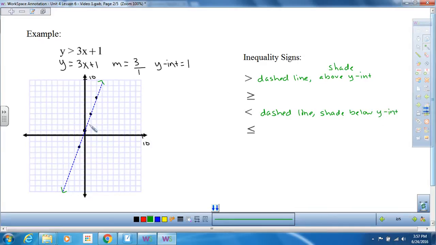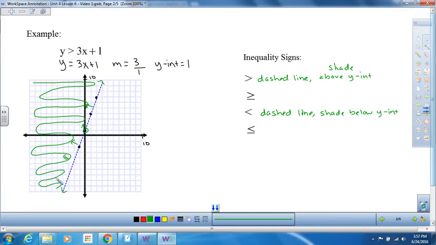This one's greater than, so I find my y-intercept and the side of the line that's above. So if I go above, that's this way. So I'm shading on this side. So I'm going to take my pencil. You don't have to use a color, but you can. And I'm shading this whole side of the graph. Okay. I don't stop at the axes. The axes don't mean anything. I go all the way to this line.